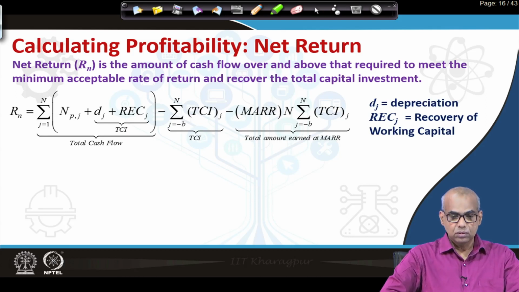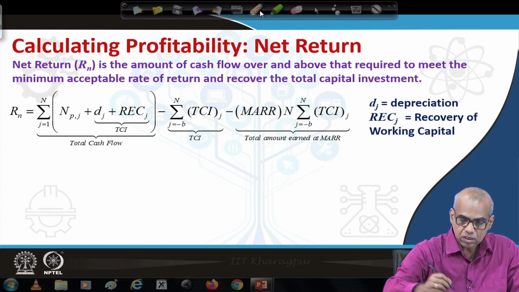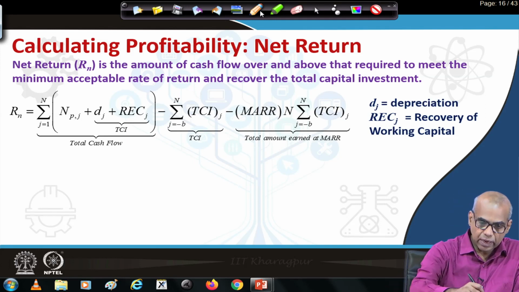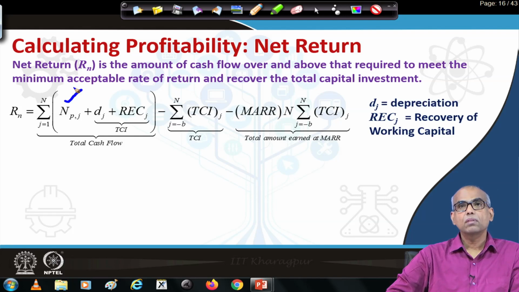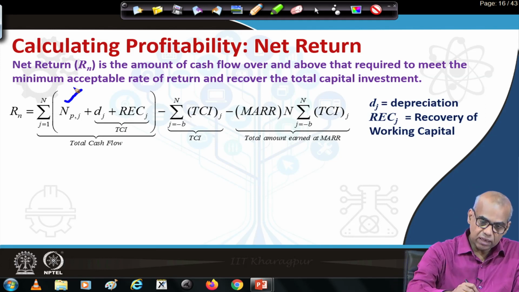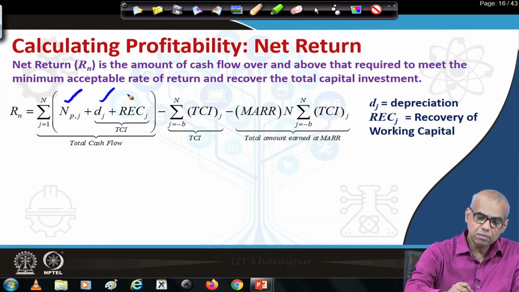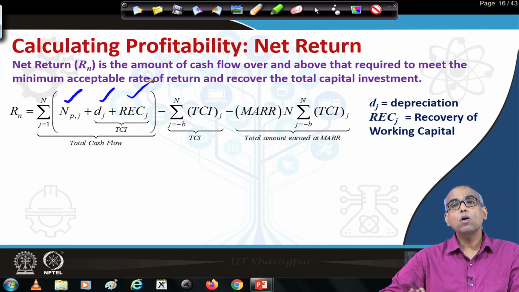So, now look closely at the right hand side part of the equation. In this equation, NP represents the net profit in year j, dj represents the depreciation in year j, and REC represents the recovery of working capital.